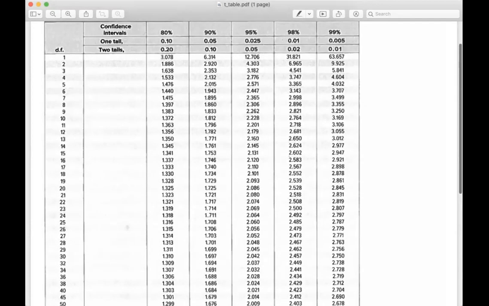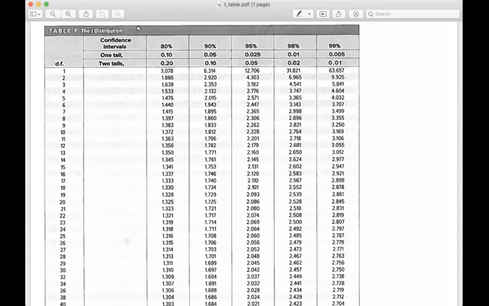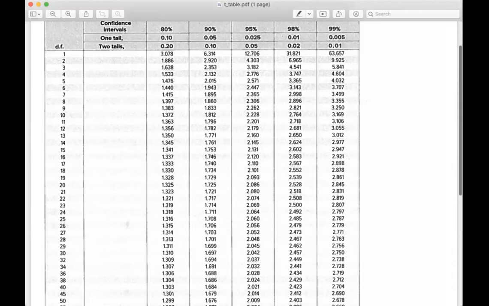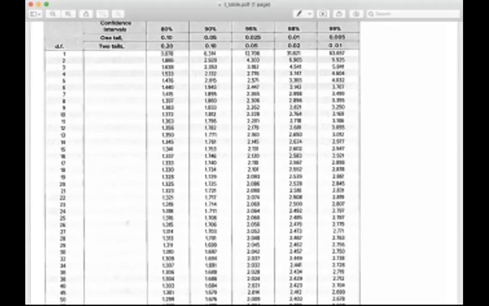So what you can do with this table is look up the degrees of freedom, which should be n minus 1, and then come down the column corresponding to the confidence level. These are pretty much the most common confidence levels that are used. You would come down that column and stop when you hit the right degrees of freedom. So you could use a t-table if you like, or you're welcome to use the qt command in R.